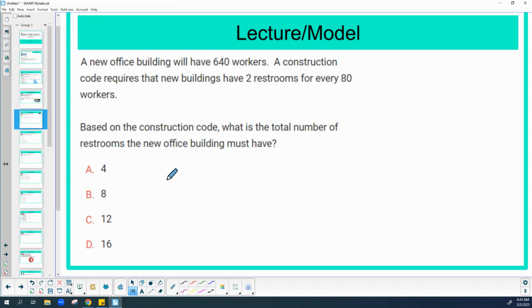A new office building will have 640 workers. A construction code requires that new buildings have 2 restrooms for every 80 workers. Based on the code, what is the number of restrooms the new office building must have? All right, so the first thing you always want to do is get your original rate. So I see my original rate is for every 80 workers, you need 2 restrooms.